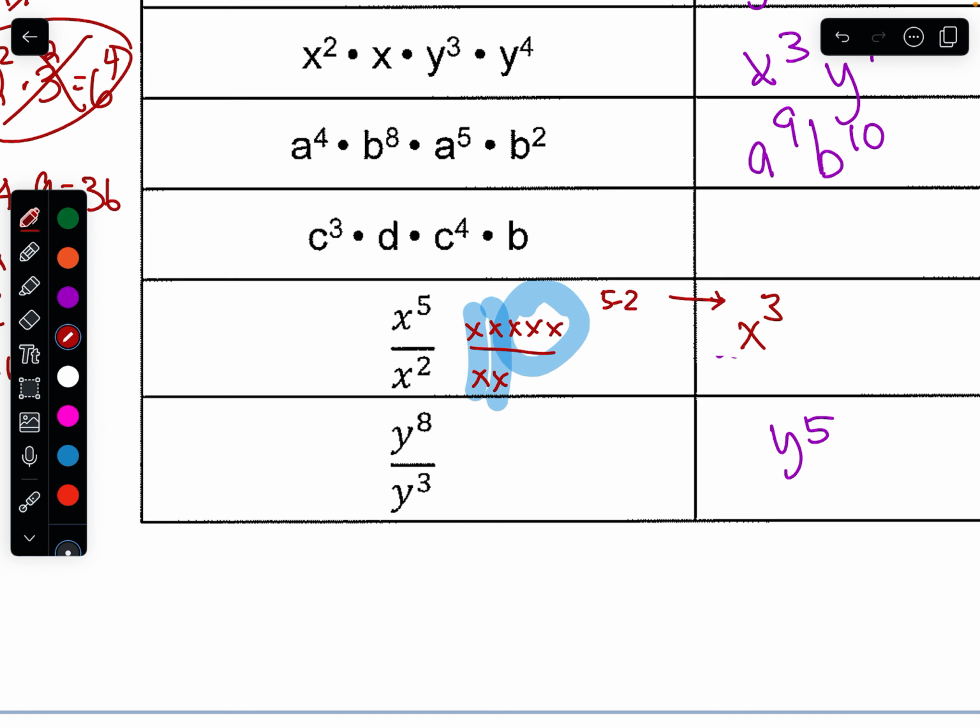The one confusing thing about this is if you just use the subtraction rule, how do you deal with negative exponents if there was a bigger number on the bottom? And that's because we haven't talked about negative exponents, and we'll get to that in chapter 6 later.